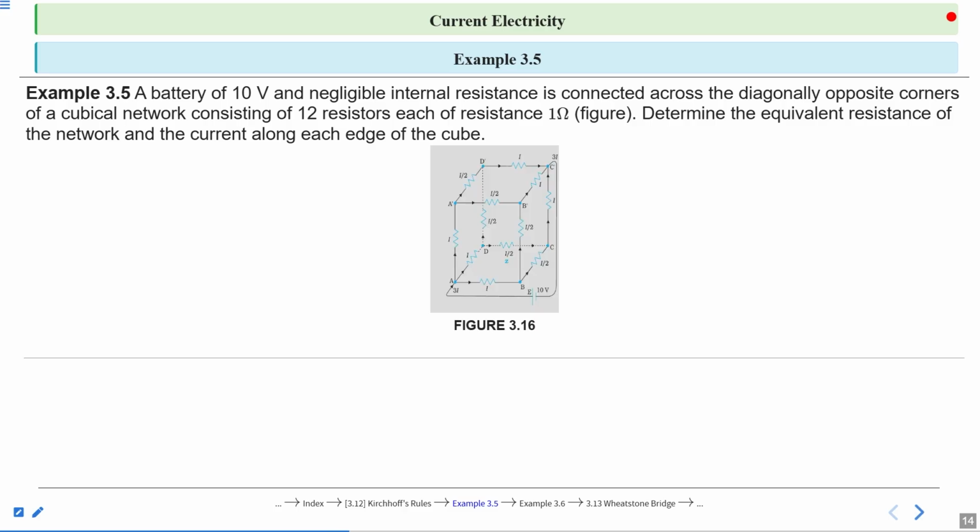Okay, this is the diagram for example 3.5. This figure is 3.16. A battery of 10 volt is connected at the E point, with negligible internal resistance. Okay, we will not take internal resistance now. It is connected across diagonally opposite corners, at point A and at point C dash, of a cubical network consisting of 12 resistors, each of resistance 1 ohm. So there are 12 resistors, each having resistance 1 ohm. We have to determine the equivalent resistance of the network and the current along each edge of the cube.